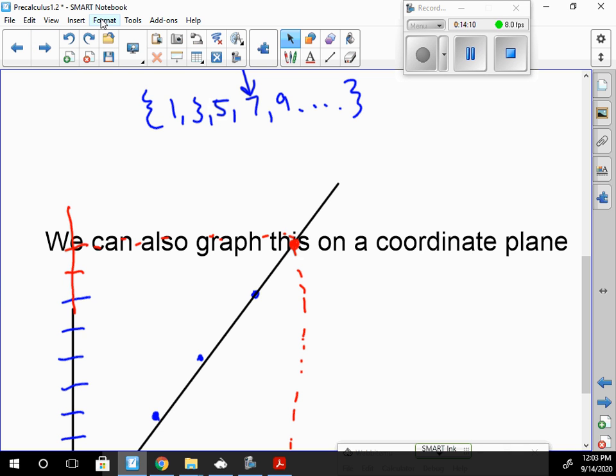Tonight for homework, I'm going to see if you can figure out some of these sequences, what the next term would be.